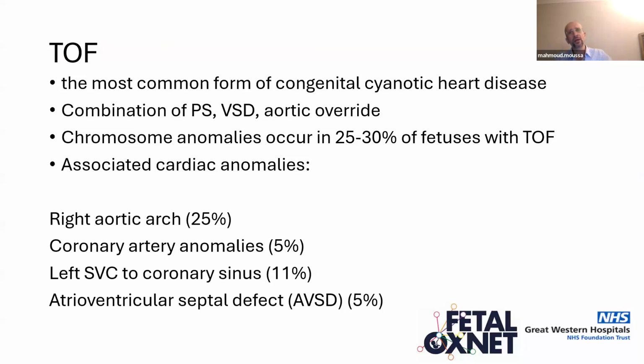Tetralogy of Fallot is the most common form of cyanotic heart disease. It's a combination, actually. It's a tetralogy, but during pregnancy, when we diagnose, you only see 3 of the 4, which is the pulmonary stenosis, the VSD, and the aortic override. It's highly associated, obviously, with chromosomal anomalies, and we offer them all invasive testing. There are associated problems in intracardiac, including the right aortic arch. So you get abnormalities in the arch in this particular heart problem, but you can get other problems as well, which you can see, like SVC, persistent left SVC, or AVSD.